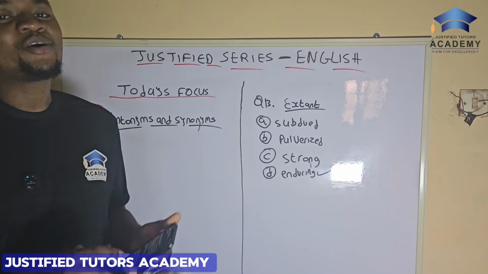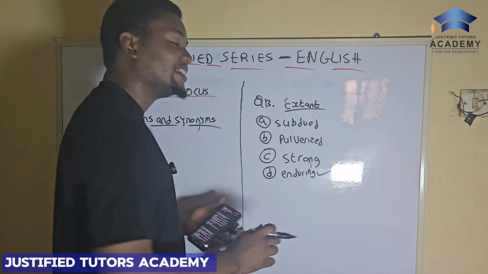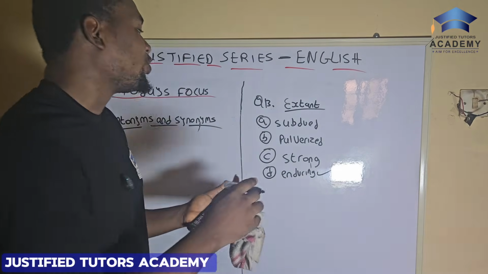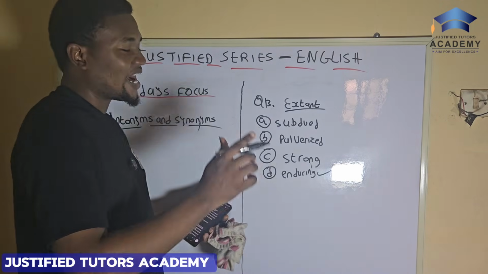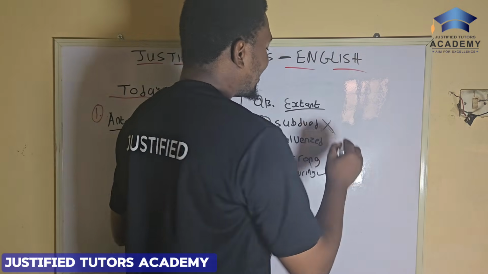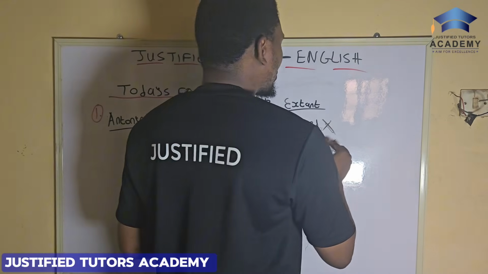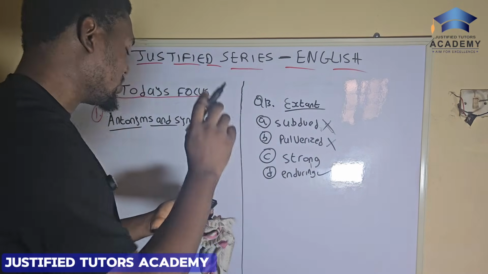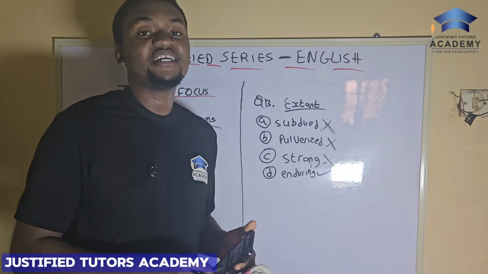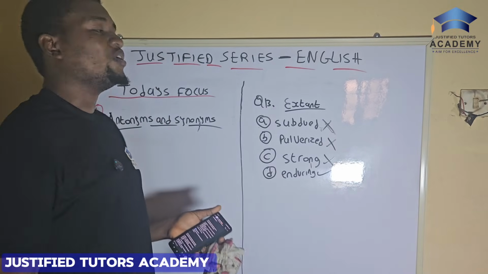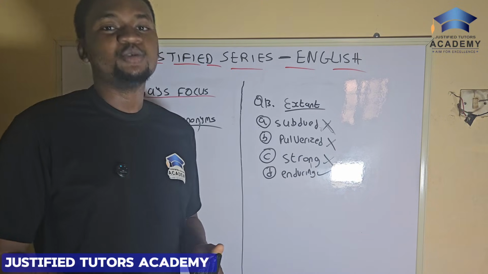So now again, the big question is, why is it not A? Why is it not B? Why is it not C? And why is it D? The reason is because of option A, the word subdued simply means calm or quiet, and it has nothing to do with the word extant. Option B, pulverized, means something that has been crushed to powder, and option C, strong, means something that is powerful and does not correlate with the word extant. The only word that has the same meaning as extant is enduring, as they both mean something that is still existing.